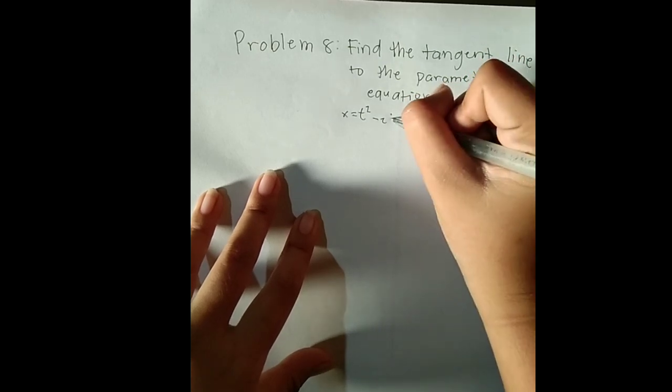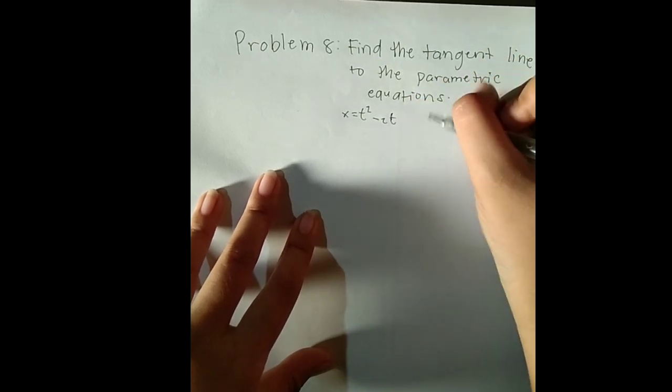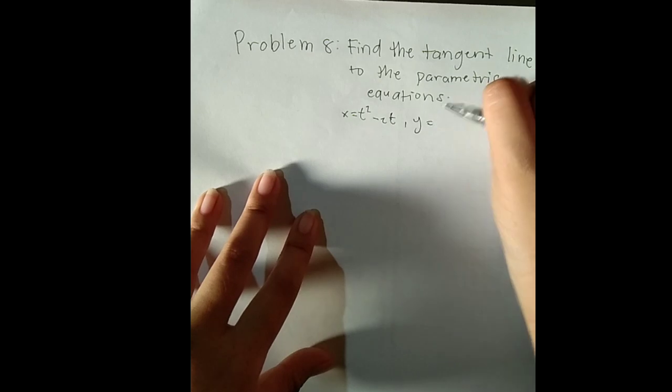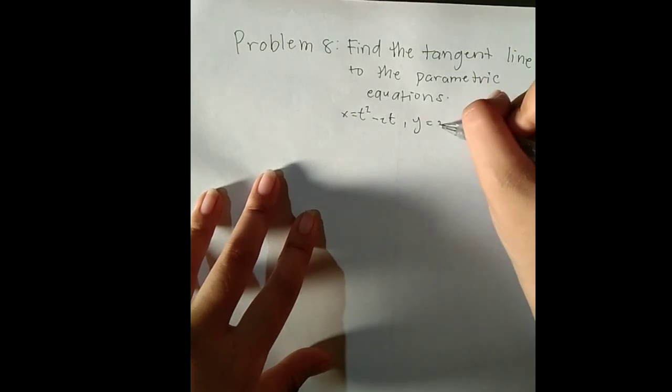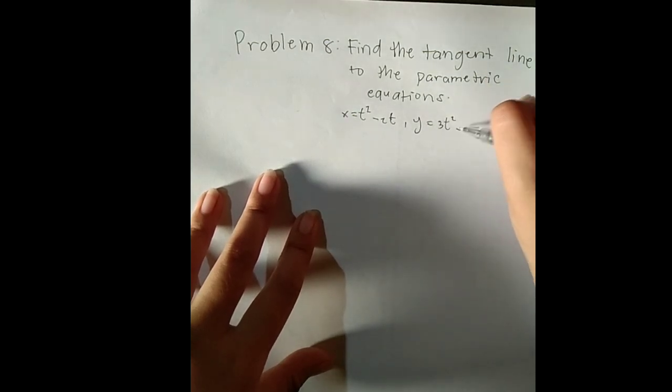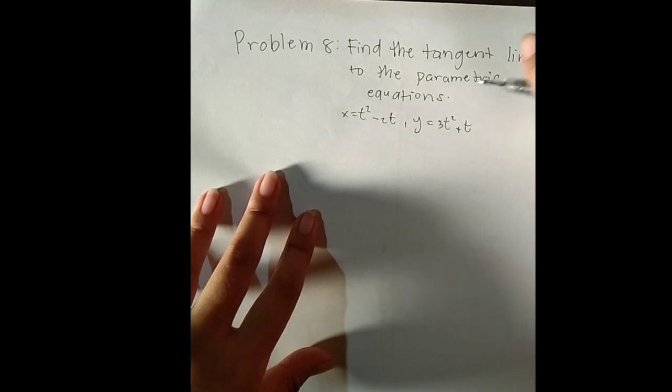Problem number 8. Find the tangent line to the parametric equations. x is equal to t squared minus 2t, y is equal to 3t squared plus t.